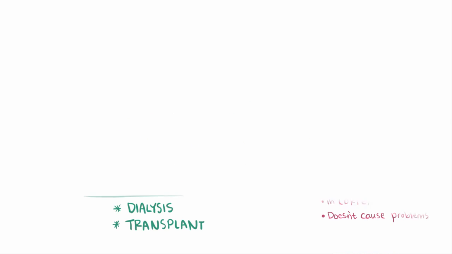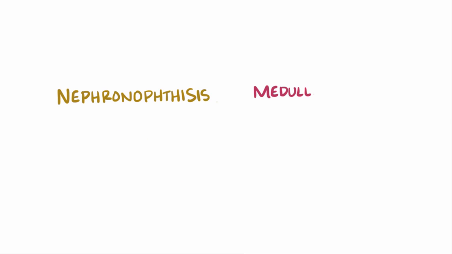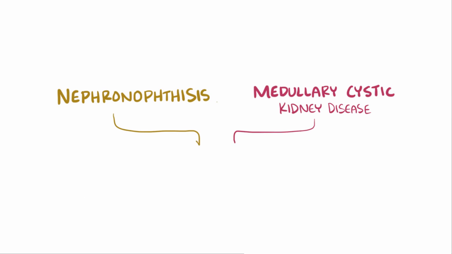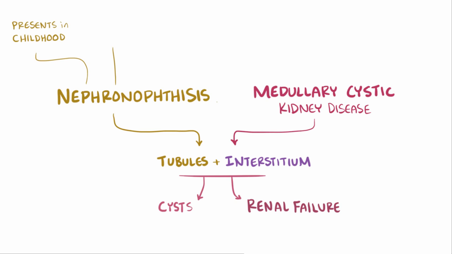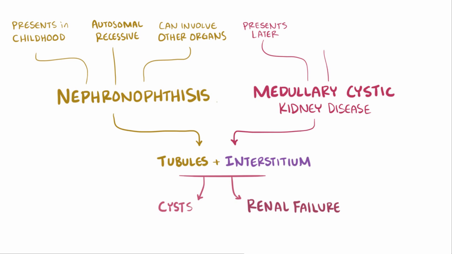Okay, as a quick recap, nephronophthisis and medullary cystic kidney disease are genetic disorders that affect the renal tubules and interstitium and can lead to cysts and renal failure. Nephronophthisis presents in childhood, is autosomal recessive, and can involve other organs, whereas medullary cystic kidney disease presents later on, is autosomal dominant, and affects only the kidney.